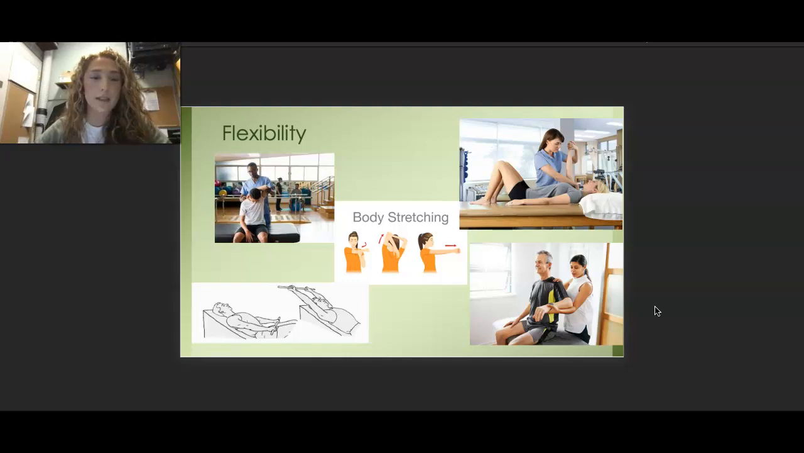And then flexibility. All of these pictures here, 2 of them are going to be active, so the patient is going to be doing it themselves. They're going to be moving their own body. So you can see the ones coming across the body here with a static stretch and a hold, coming on top of the body here with a static stretch and a hold, and then coming in front of the body with a static stretch and a hold too.